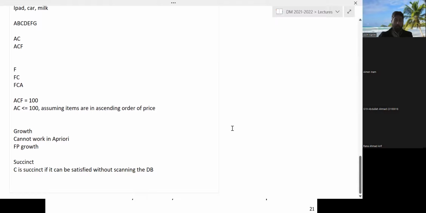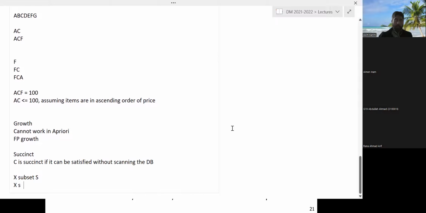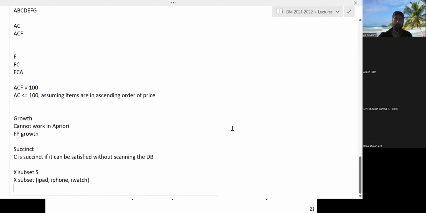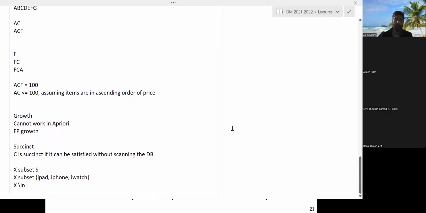So for example, let's say आपकी constraint है कि एक pattern X or any pattern X should be a subset of some other pattern S. So let's say maybe X is a subset of, let's say, some items. आपने iPad इधर रखा, iPhone रखा, iWatch रखा. So let's say I only want item sets that do have सबसेट कर लें या इन भी कर सकते हैं. दोनों ये जो है ना सबसेट भी और दूसरा जो है एक्स इन.